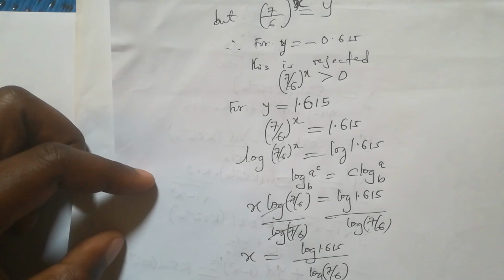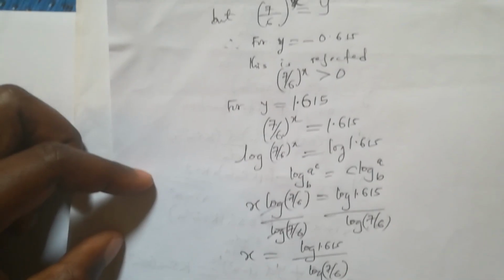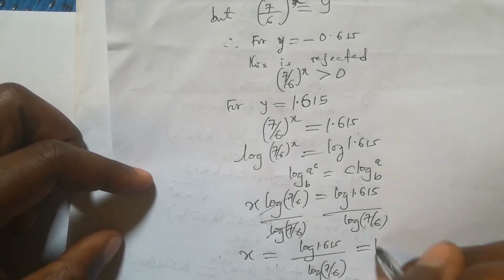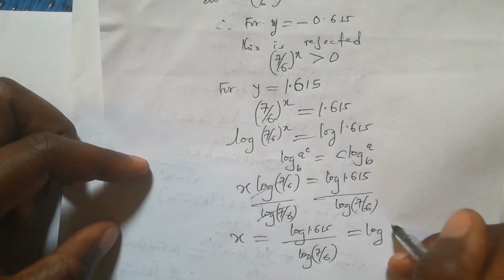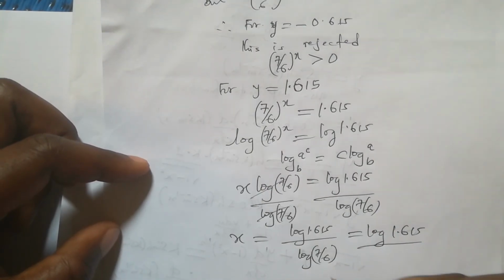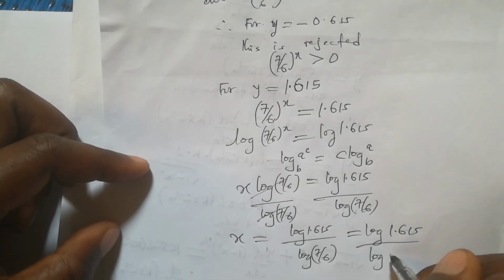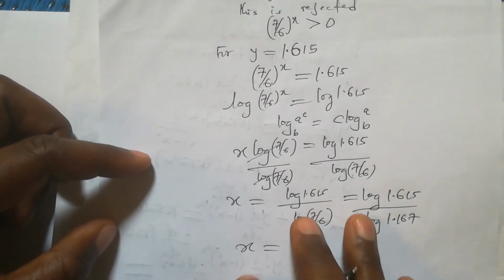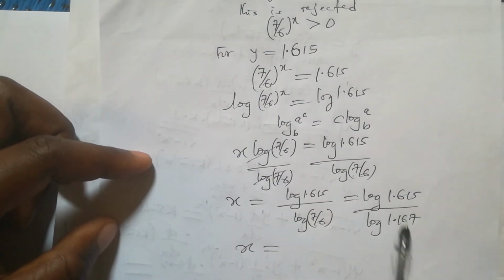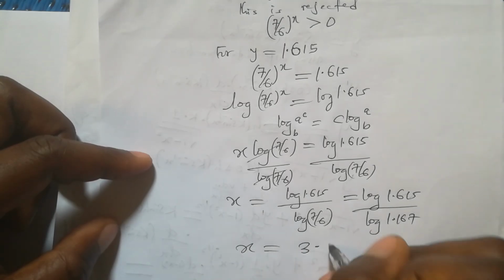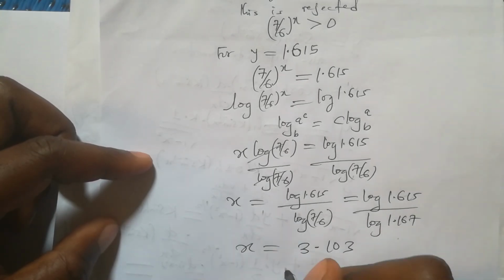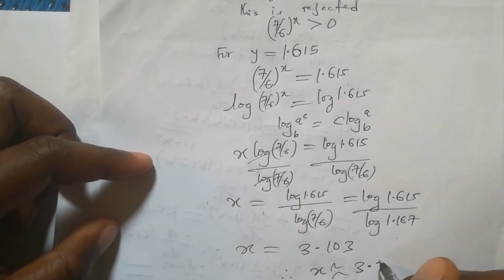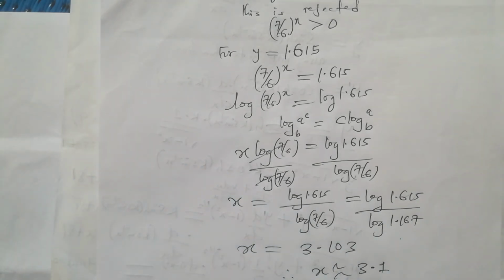So definitely we now can say we have log of 1.615. So 7 over 6 is going to give us 1.167. So if you do the maths, log of this divided by log of this, we are going to have 3.10. So definitely our x is approximately equal to 3.1. So this is going to be the value of x.